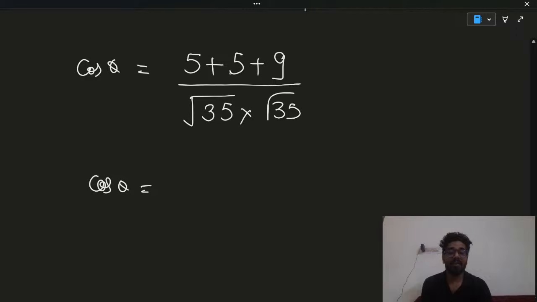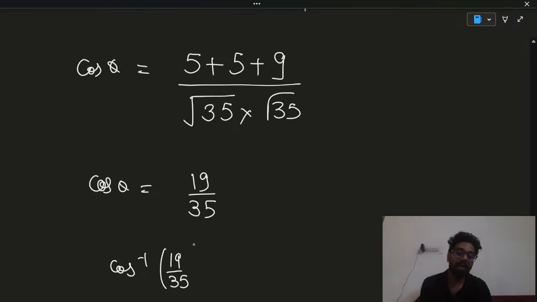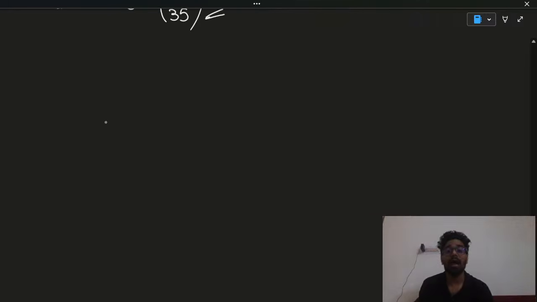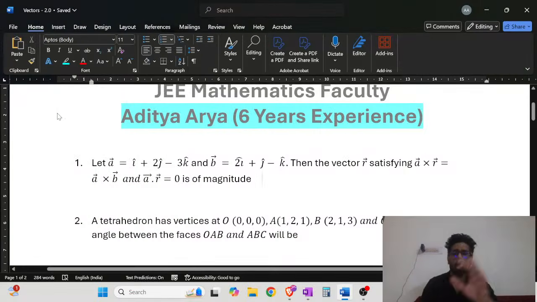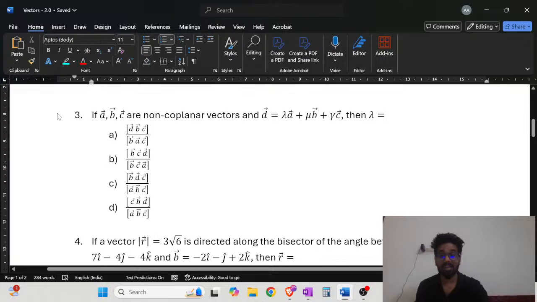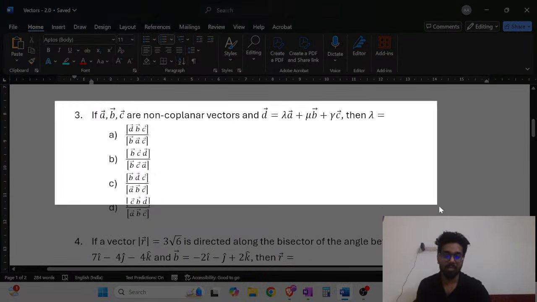So 5 plus 5 is 10, plus 9 is 19, by 35, and the answer is cos inverse 19 by 35. That's all. So you see, in every question, by the end of this session, you will see that you have covered all the concepts of this chapter. There will be no concept out of the syllabus. Okay? This is a very interesting question. I love this question. So let's attempt this one.